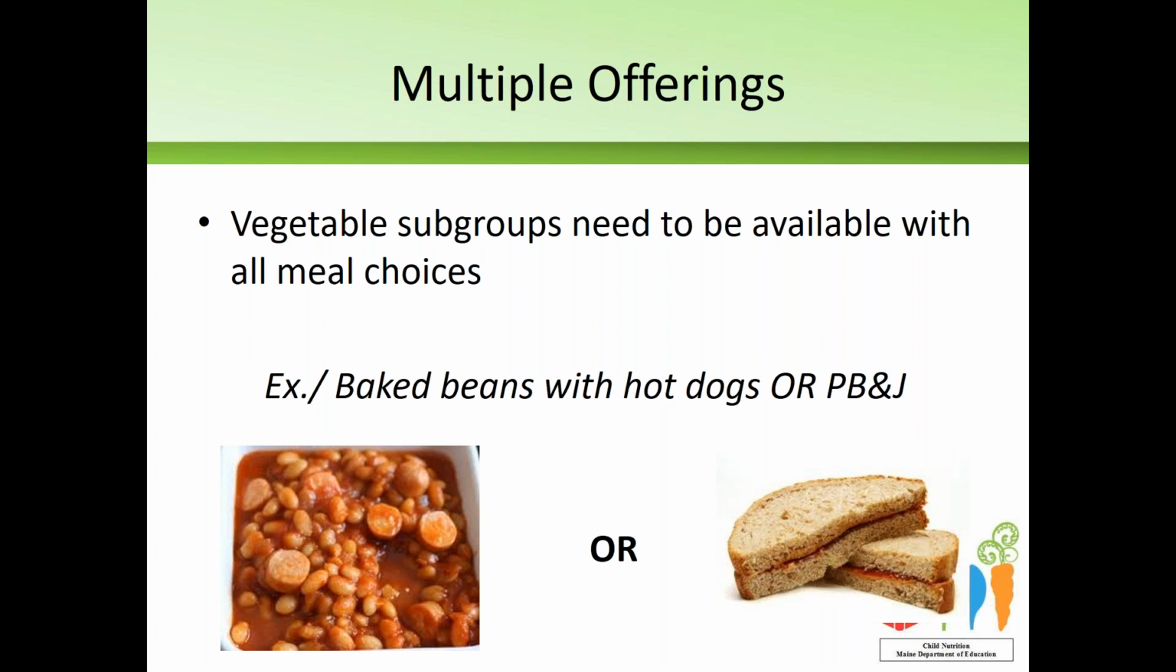And now we're going to move into multiple offerings, or if you offer many different meal choices. So in planning your menu and looking at all meal choices, it's important to make sure that vegetable subgroups are offered with all choices. So the example that I have here is we have two entrees. We have baked beans with hot dogs or peanut butter and jelly sandwich. And so the baked beans, which would be your legume subgroup, is only offered with the hot dogs and not with the peanut butter and jelly because students have to choose one or the other. So this would be an example of when vegetable subgroups are not offered to all students. So it's just good to be careful with menu planning and looking at all meal choices to make sure that vegetable subgroups are being offered to everyone.